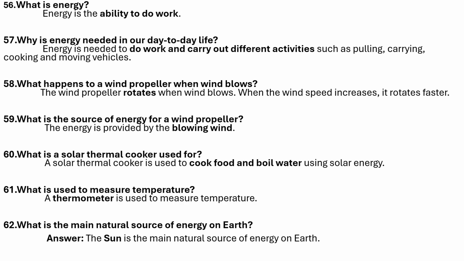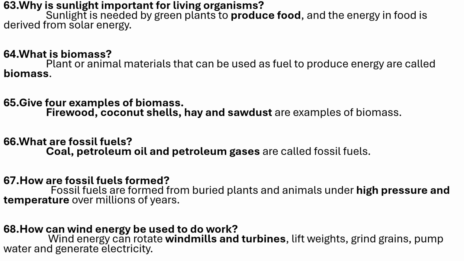What is the main natural source of energy on Earth? The sun is the main natural source of energy on the Earth. Why is sunlight important for living organisms? Sunlight is needed by green plants to produce food, and energy in food is derived from solar energy.